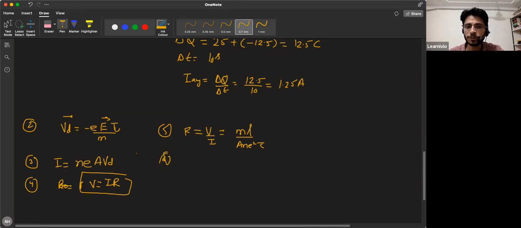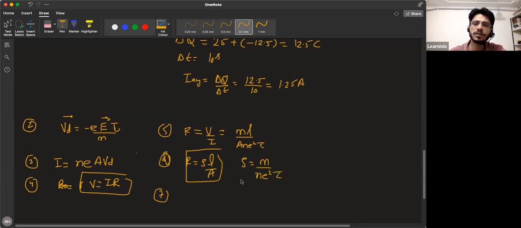Then we did the relation between resistance and resistivity. What was the relation between resistance and resistivity? Kinza was not there at that time. Minashi? R is equal to rho L by A. Then we did the expression of resistivity, that resistivity is m by n e square tau.